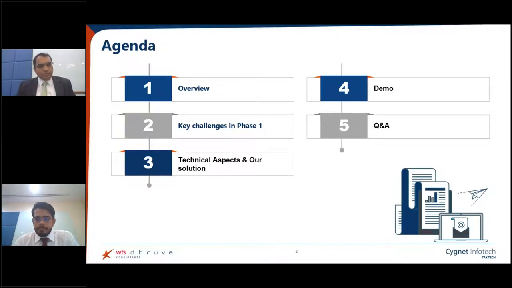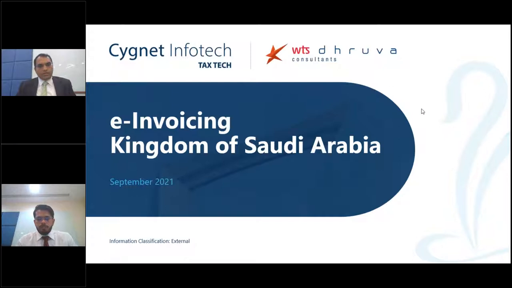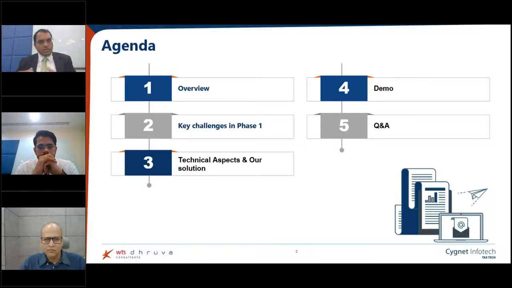With that background, what we plan to do in the next 40-45 minutes is take an overview of what the whole e-invoicing landscape looks like. We'll spend some 10 minutes on the challenges we perceive in phase one, followed by a 25 to 30 minute session on how businesses could meet these challenges. Cygnet, as our partner, has developed a proprietary solution for implementing a compliance-efficient solution for KSA e-invoicing. Finally, if time permits, we'll have some Q&A.